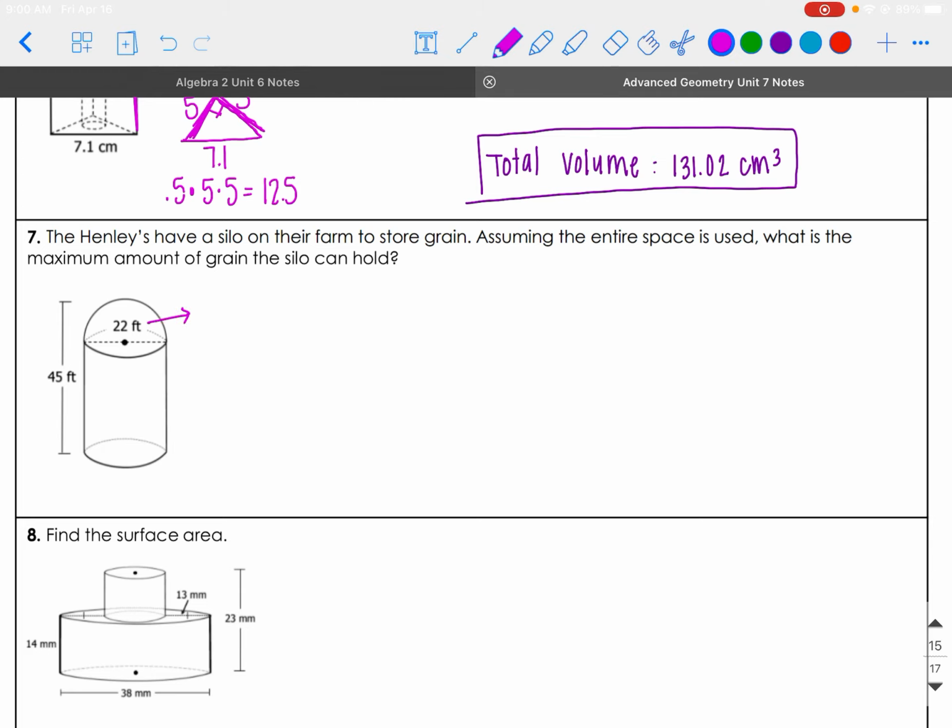All right, so if you do the volume of the hemisphere, then you get 2,787.64. It's 2/3 pi r cubed. And then the volume of the cylinder is 12,924.51. And so the total volume is 15,712.15 feet cubed.